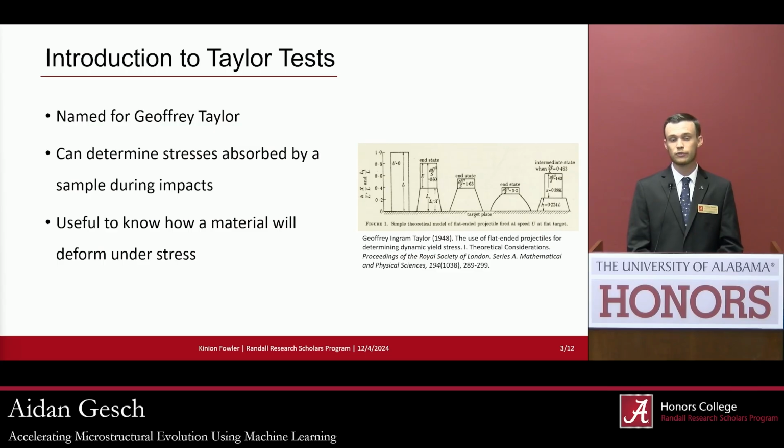Taylor tests were first put forward by Sir Geoffrey Taylor in 1948. Put simply, it's a test where a cylindrical sample is fired out of a tube, and then it impacts a rigid, flat plate. On the impact, the sample will deform, and we can measure that deformation to determine the yield strength of the material. What you see on screen is an excerpt from Dr. Taylor's original paper. It's an image depicting the different ways he expected the samples to deform.